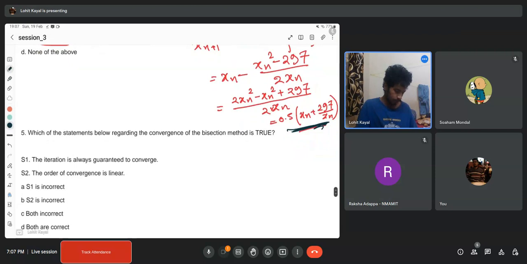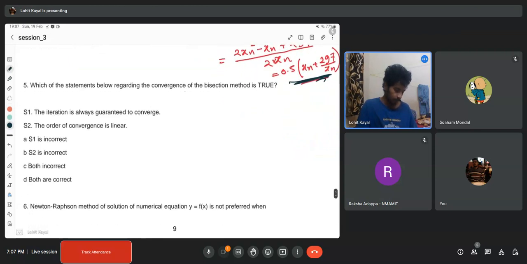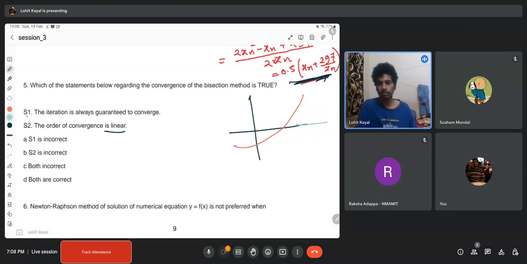Now question 5. Which of the statements below regarding the convergence of the bisection method is true? Statement S1 is that the iteration is always guaranteed to converge, and S2 is that the order of convergence is linear. In the bisection method, if we have a function like this, in the last class I also showed a code for how to solve this kind of problem. You need to find two points as initial guesses.